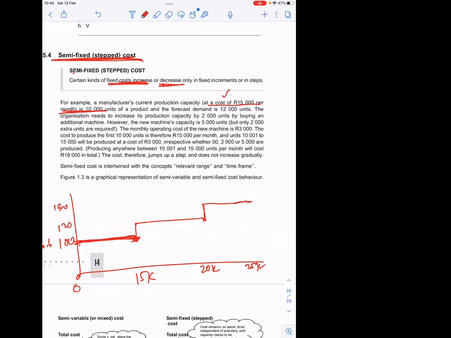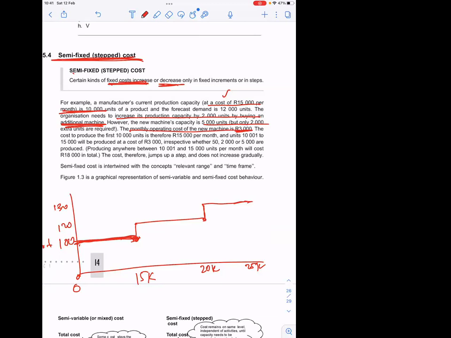The organization needs to increase its capacity by 2,000 units by buying an additional machine. You see now? Now they have to buy an additional machine. However, the new machine's capacity is 5,000 units, but only 2,000 units are required. The monthly operating cost of the new machine is 3,000. So now we are going to bring in another fixed cost because we have to increase our capacity.